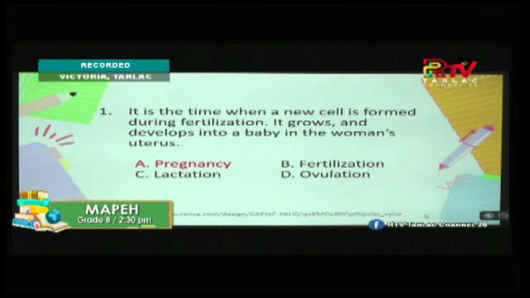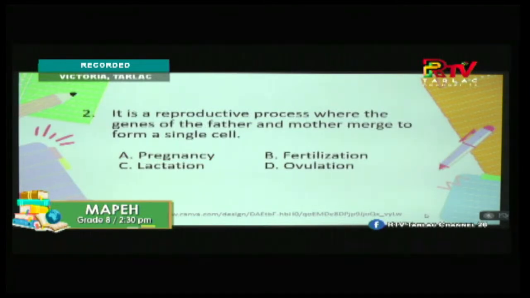Very good. Question number 2. It is a reproductive process where the genes of the father and the mother merge to form a single cell. A, pregnancy. B, fertilization. C, lactation. Or D, ovulation. What do you think is the correct answer? Letter B, fertilization. Good job.